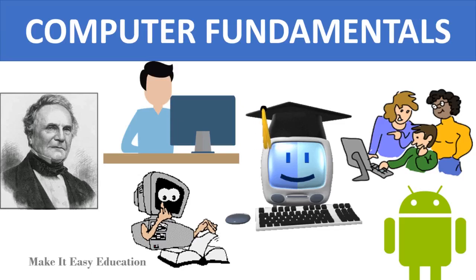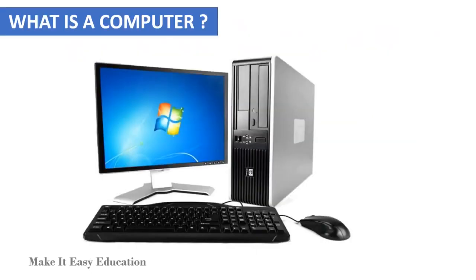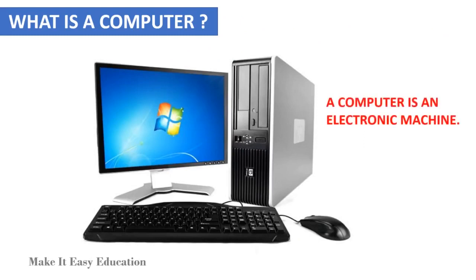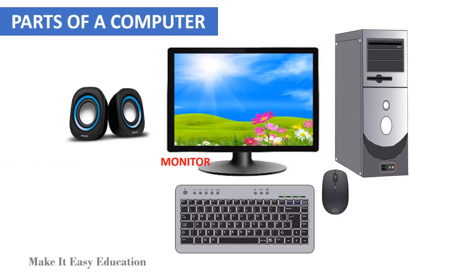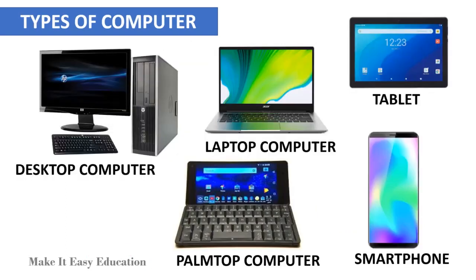Computer fundamentals. What is a computer? A computer is an electronic machine which helps to solve problems easily. Parts of a computer: monitor, CPU, keyboard, mouse, speaker, are the main parts of a computer. Types of computer: desktop computer, laptop computer, tablet, palm-top computer, smartphones, are some types of computer.